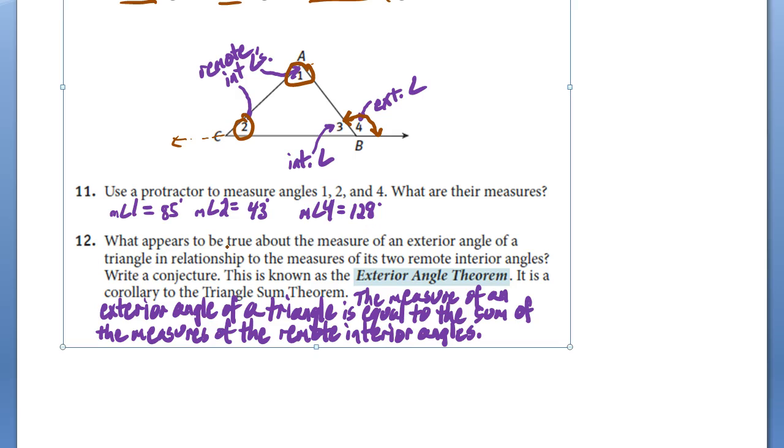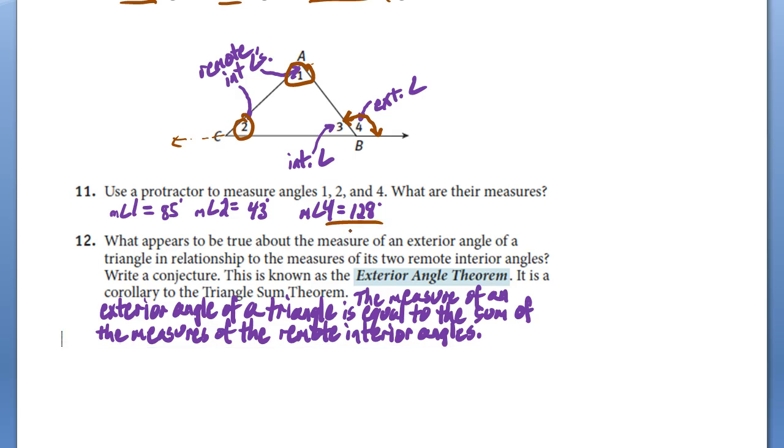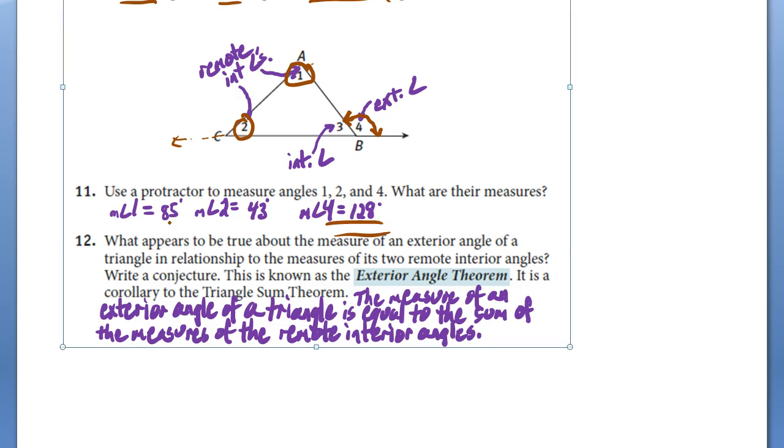Number 12, what appears to be true about the measure of that exterior angle in relationship to those two? Well, do you notice if you add 85 plus 43, that makes 128? So here's my conjecture. The measure of an exterior angle of a triangle is equal to the sum of the measures of the remote interior angles. This is called the exterior angle theorem. So we've had a theorem about the three interior angles, always adding up to 180 degrees.